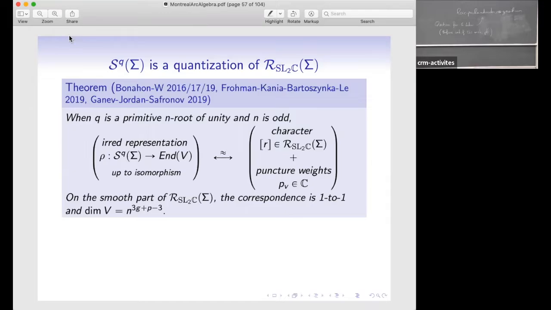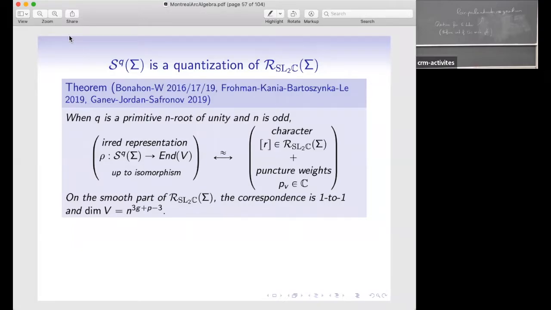There's some extra data about the punctures that I have to include. So technically it's representations for a pair character variety plus puncture weights. There's some numbers I have to assign to the punctures to make this work. And so what happened, with Francis Bonahan, we constructed left to right, and then we constructed right to left, but we couldn't prove that it was 1-to-1.